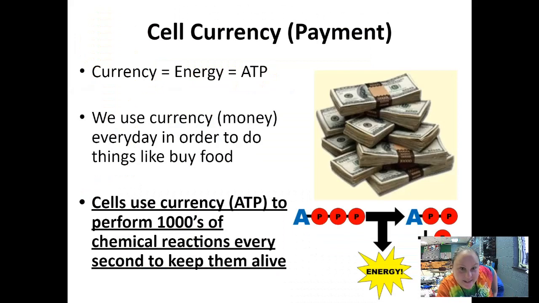So cell currency, if we talk about it like money, currency equals the energy and ATP, and we use currency, money, every day in order to do things like buy food. So cells use their currency or their energy to perform thousands of chemical reactions every second to keep them alive. So they absorb that energy from the food that we eat to carry out their tasks that they do every day, to keep us alive and to keep the cells alive.